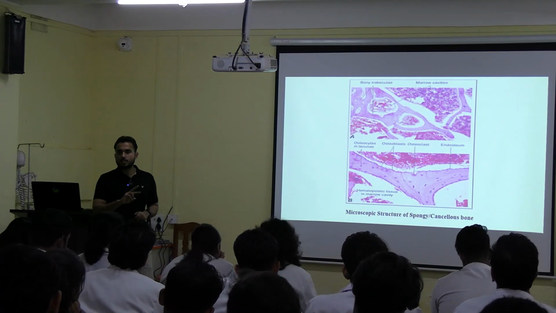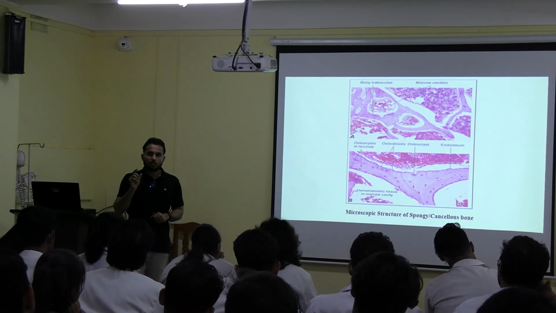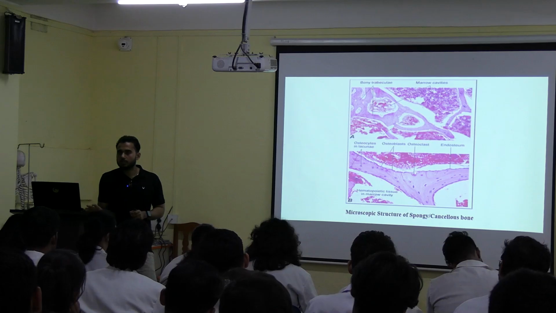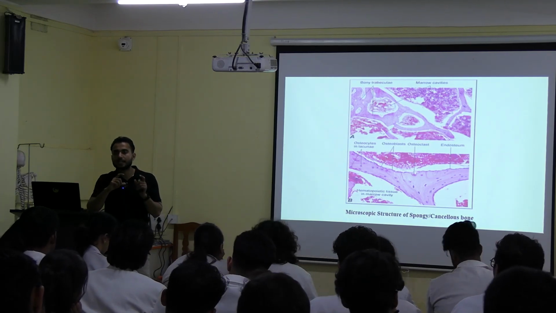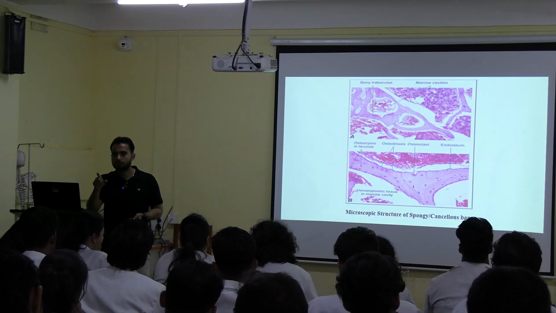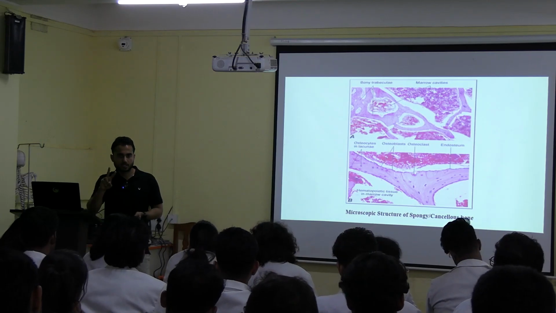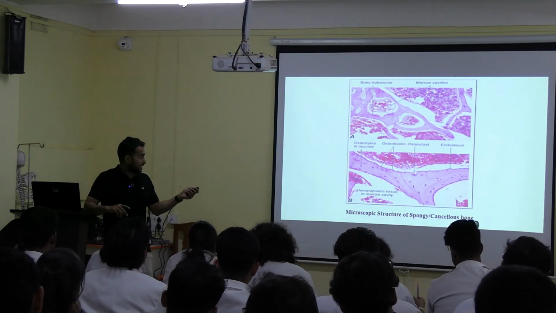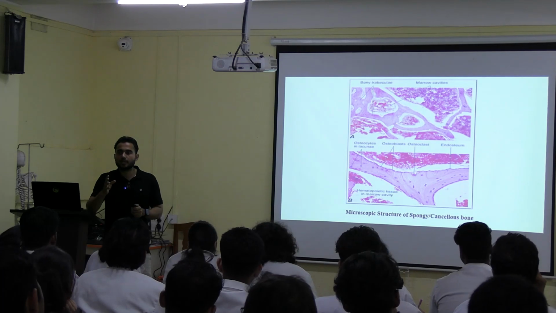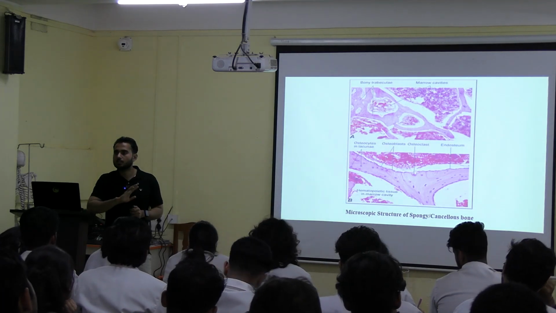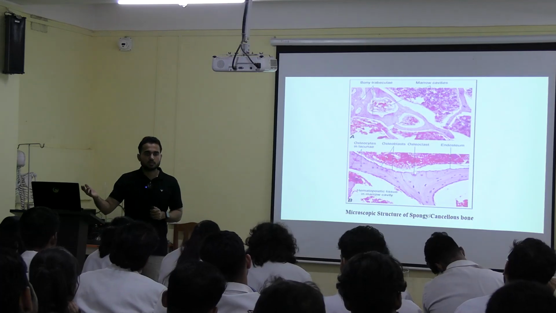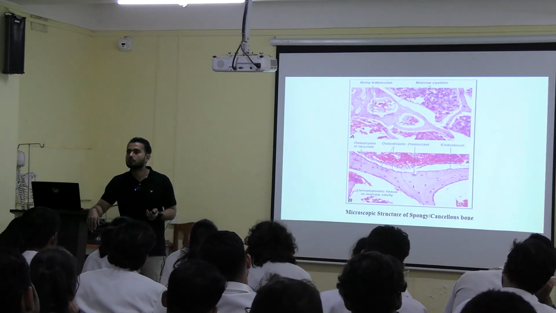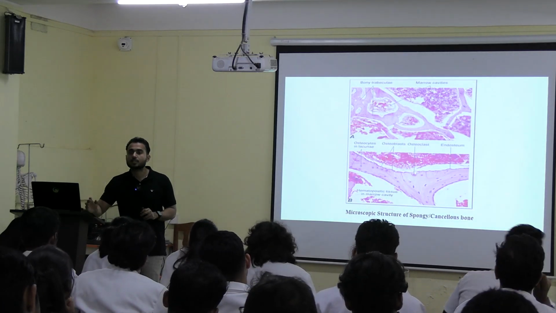Now here is a twist. I don't know which book you are following, but in the diagrams of the microscopic structure in your book, two types of images are shown. One is H&E staining images, and another is an image where you will not see this particular color. Those are called ground sections.